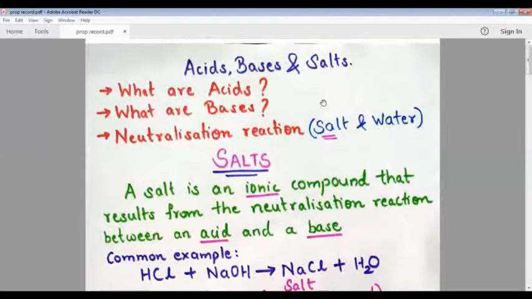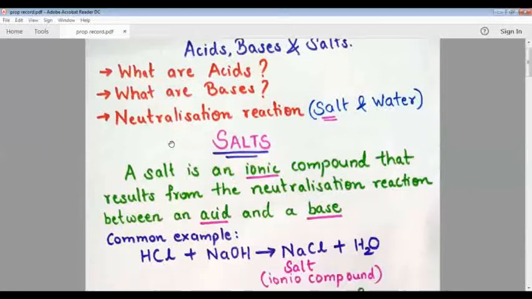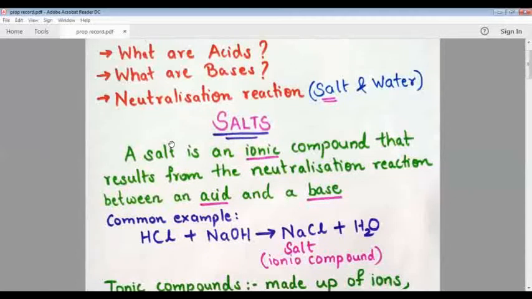Namaskar everyone. In the last lecture we had studied about acids and bases, and now we know what acids are, what bases are, and even what a neutralization reaction is. Every time in this reaction there is a formation of salt and water with the release of heat energy. Now in this class we will study what salts are.